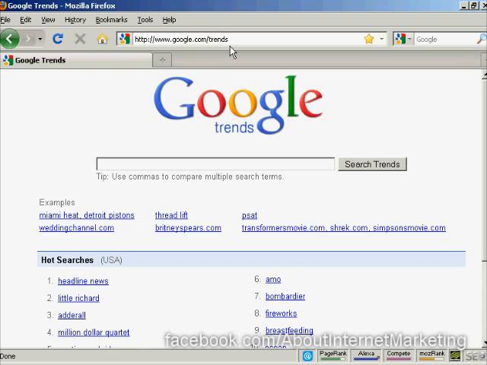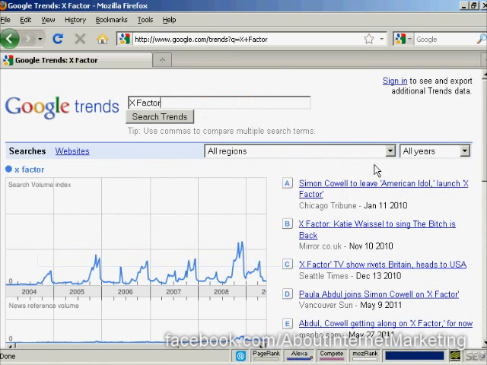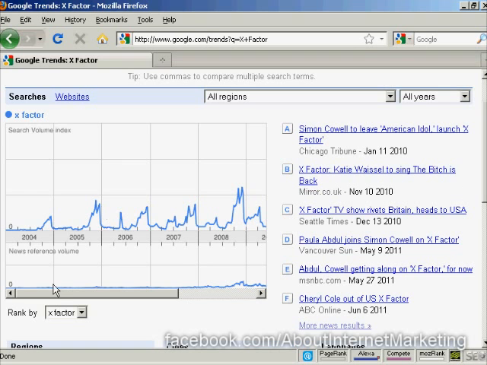Let me just give you an example. Let's use a search term like X Factor, the talent TV show. Let's click on Search Trends. Now you can see that the pattern developed here is fairly consistent. Interest starts to build as the show is trailed, and then after the winner is announced it drops off and it's fairly flat again until the next year.